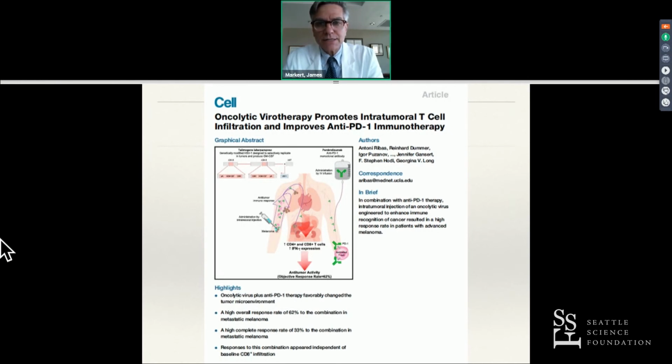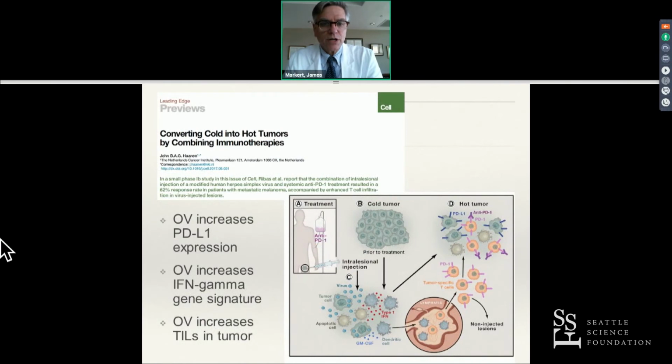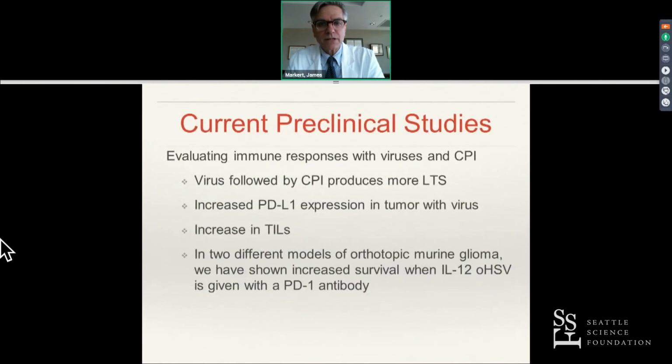And this was a really nice Cell paper that was actually a clinical trial that was published and showed that they had a remarkable response rate of 62% to the combination treatment, with a CR rate of 33% for the combination in widely metastatic melanoma, which I think is very impressive. So we think that you can, in fact, convert a cold tumor into a hot tumor by combining immunotherapies. Using oncolytic viral therapy in conjunction with checkpoint inhibitors seems like a logical way to go.